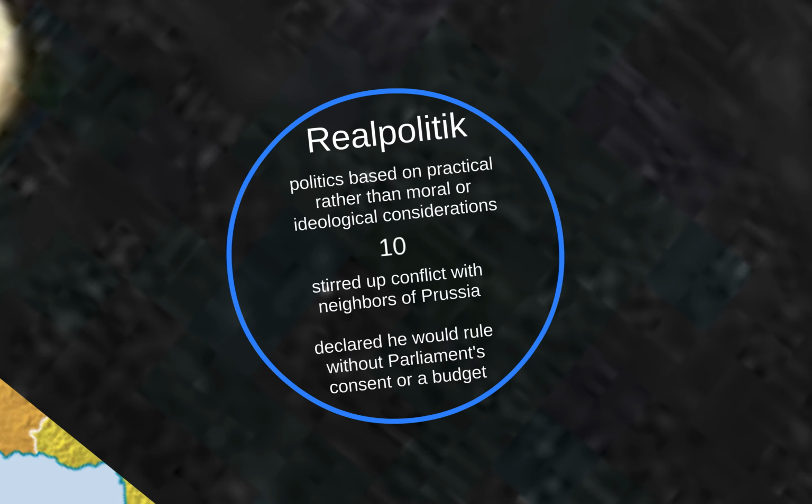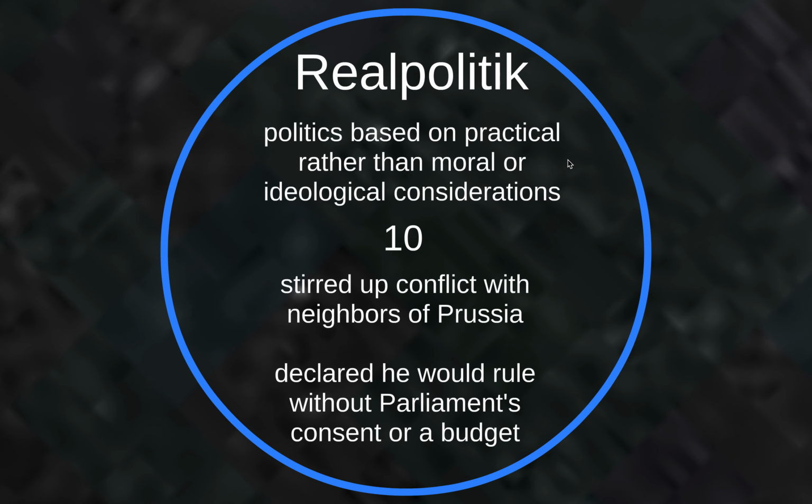All right, so a definition of realpolitik at the top here, this is our definition. Politics based on practical rather than moral or ideological considerations. So don't worry about your ethical code or who you have to step on to get your goal accomplished. Realpolitik allowed Otto von Bismarck to just do anything as long as it accomplished the goal for Germany, or his goal for Germany. So a couple of examples here of realpolitik.